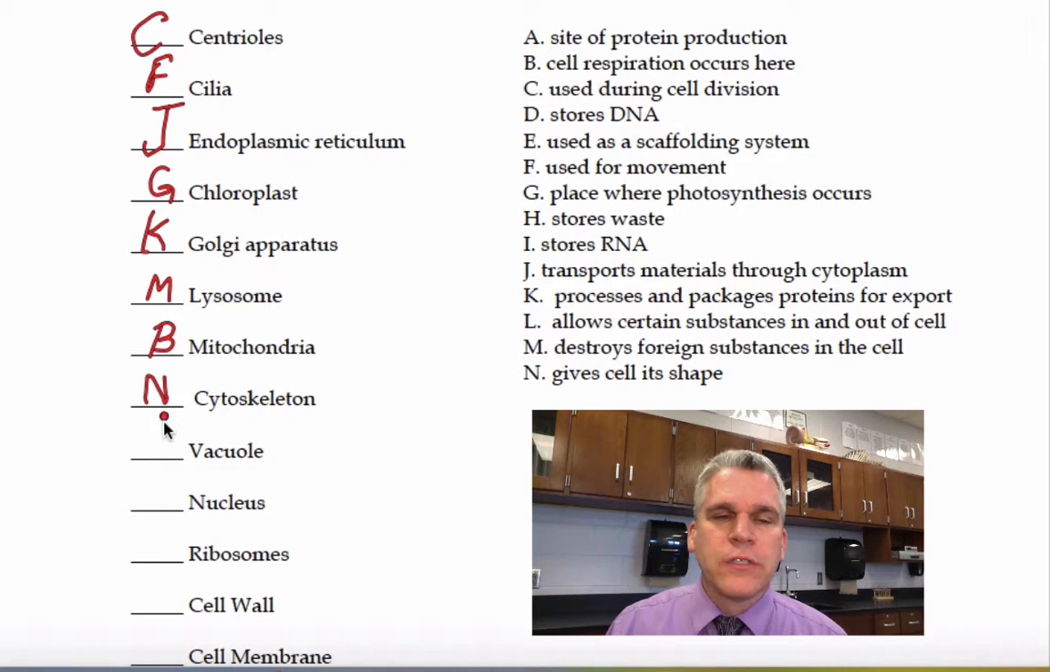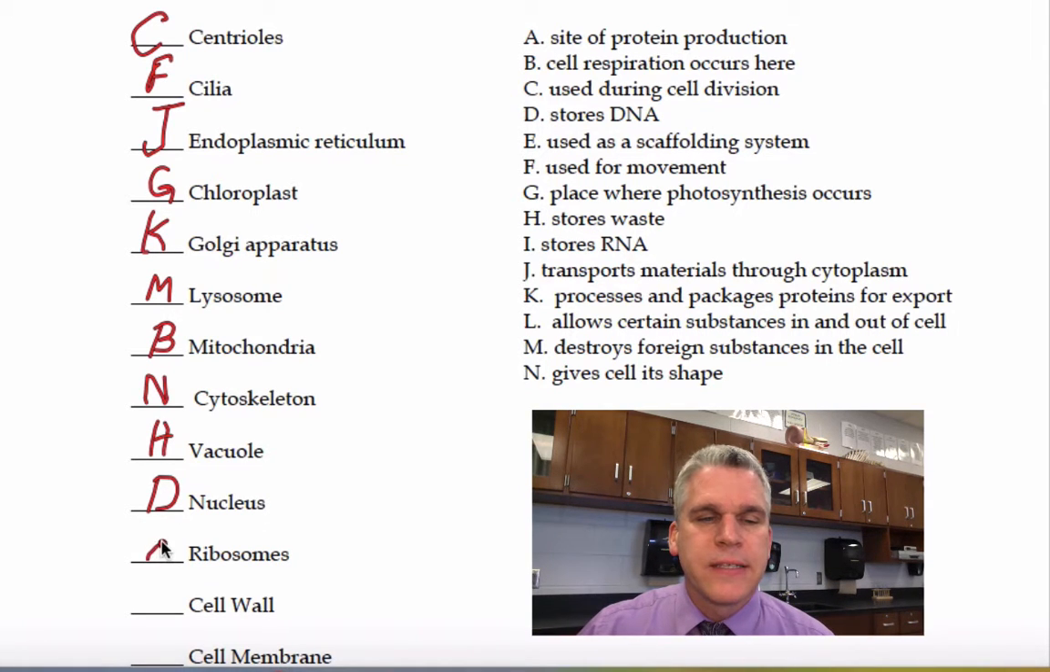Now the vacuole is kind of cool. It's huge inside of a plant cell, and its job is to store waste. So that is H. The nucleus is oftentimes known as the control center of the cell, although it's not really controlling anything. It's the DNA that's inside there. It's simply storing the DNA. That is D. So the ribosomes are involved in making proteins. Now they don't actually make the proteins themselves, and that is A.